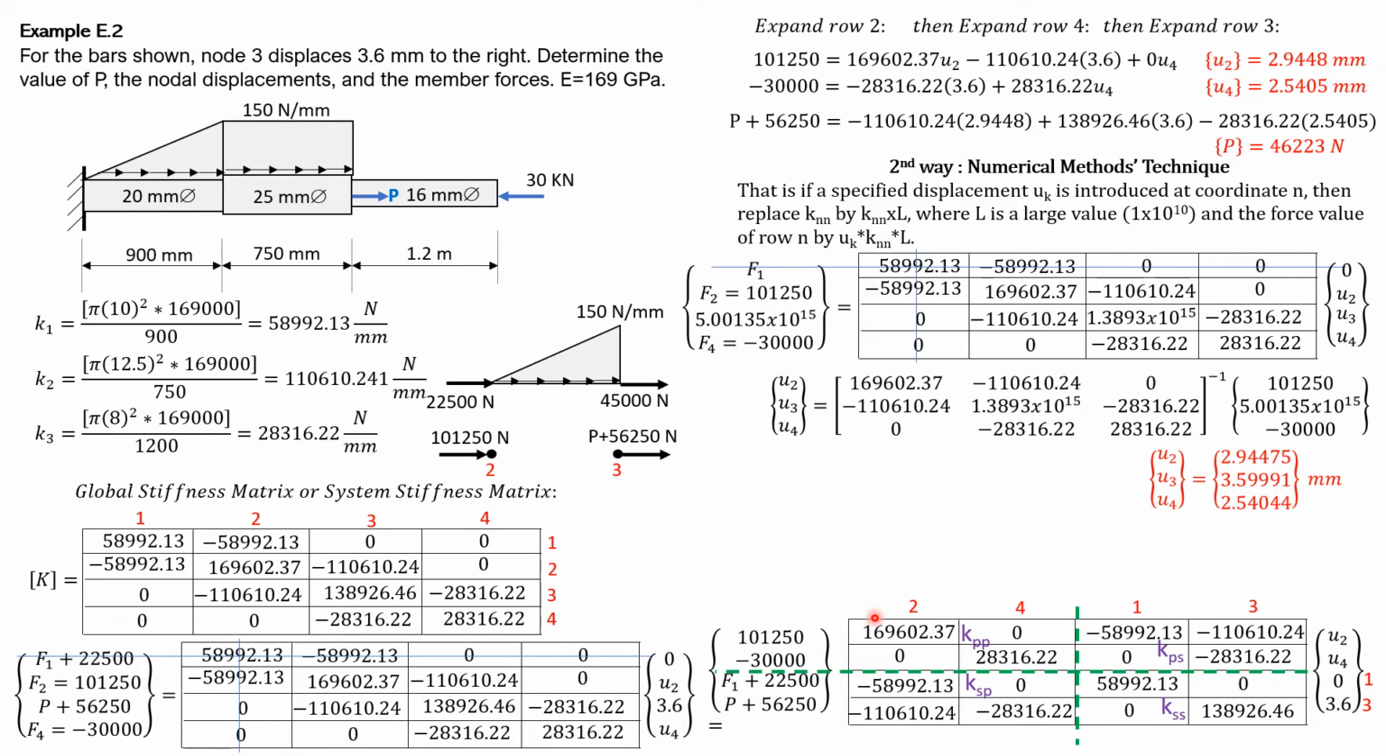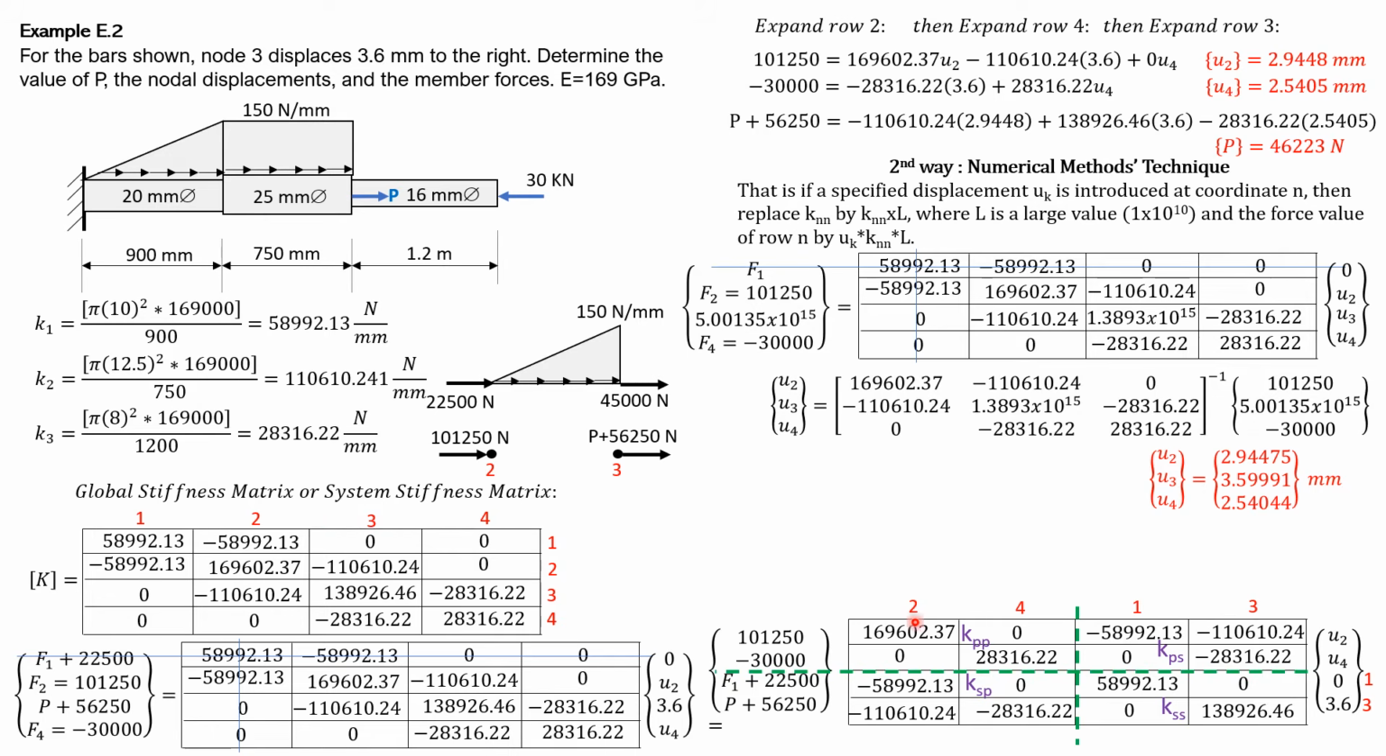So therefore, the numbering will also change. So 2, 4, 1, 3. And this is how we partition it. Take note that the force matrix would be known forces at the upper rows, unknown displacements at the upper rows, then unknown forces at the bottom rows, but known displacements at the bottom rows.